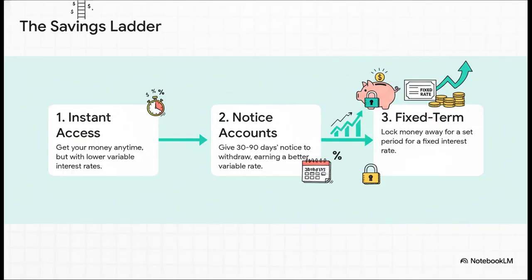Now, this right here shows a really fundamental trade-off in finance. I like to think of it as a savings ladder. The higher you climb, which really just means the less immediate access you need to your money, the higher the interest rate you can usually get. It's basically a reward for your patience.